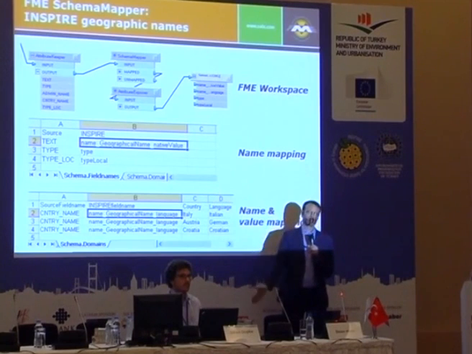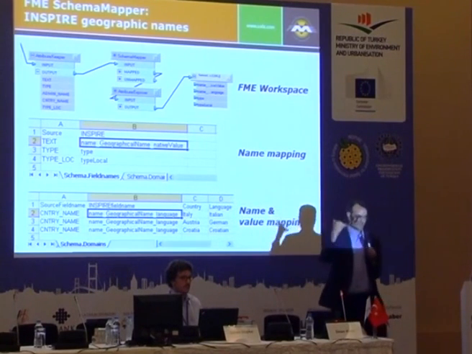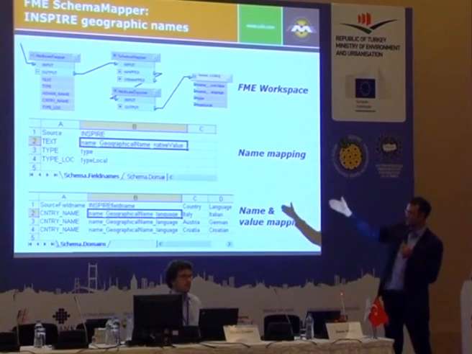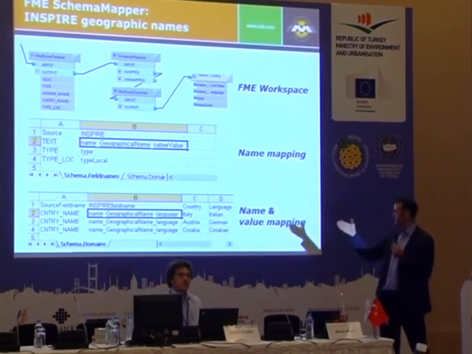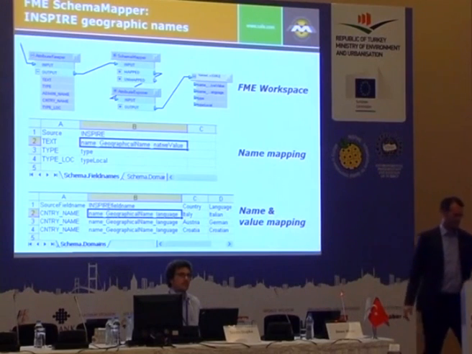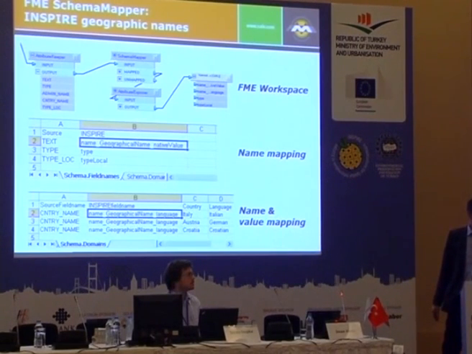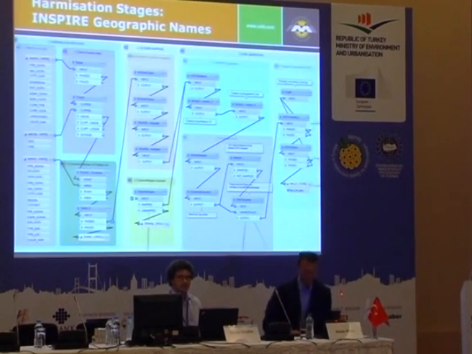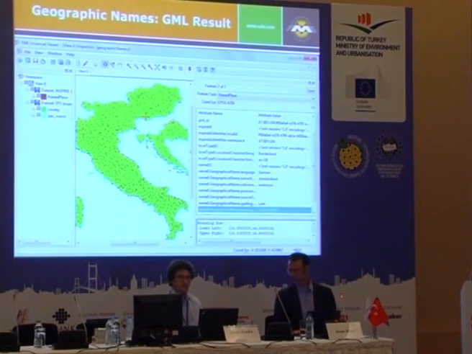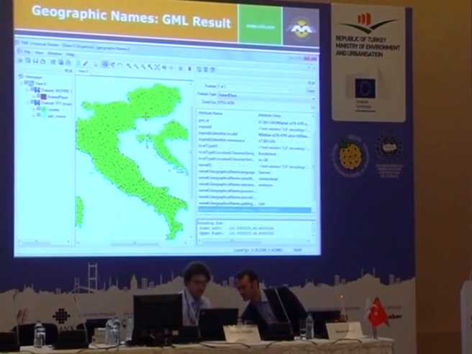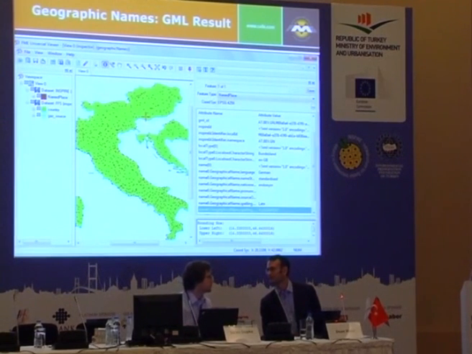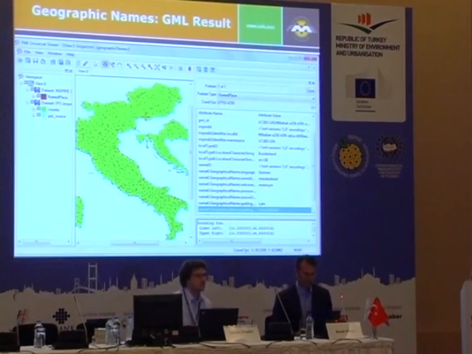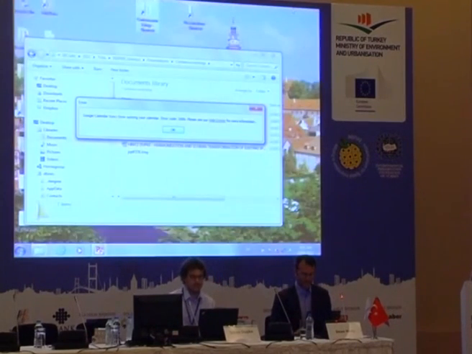So you could have one column where the source column is the source table name, and the destination side is the destination table name. So just different ways of doing schema mapping. So this is what the workspace looks like. And it's probably better if I just run it live. So let me just run this live.